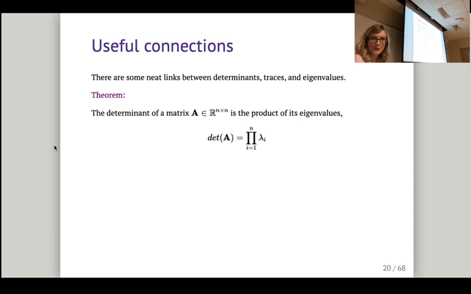Okay. So some other connections between determinants, traces, and eigenvalues. First, the determinant of a matrix is just the product of the eigenvalues. So if you have those eigenvalues, just multiply them together, you get the determinant. Certainly can be a much more efficient way to calculate the determinant if you have the eigenvalues.